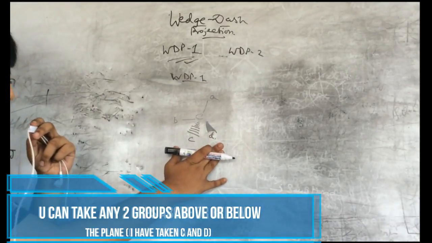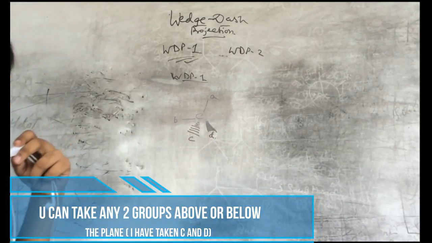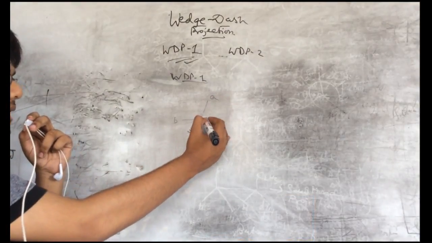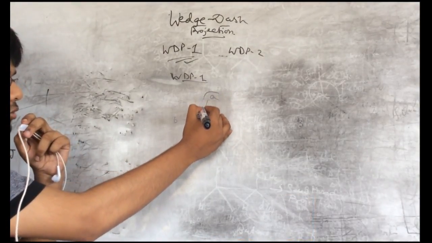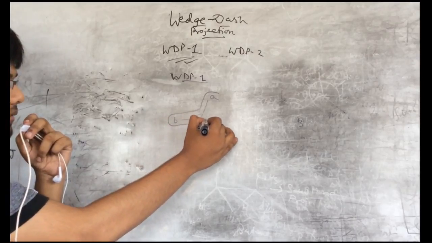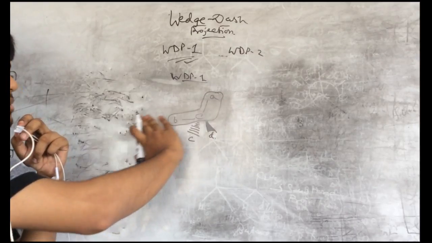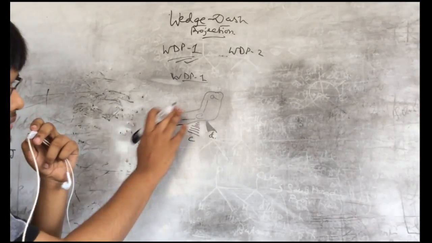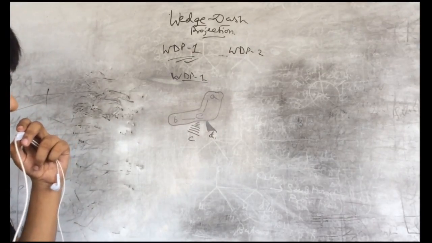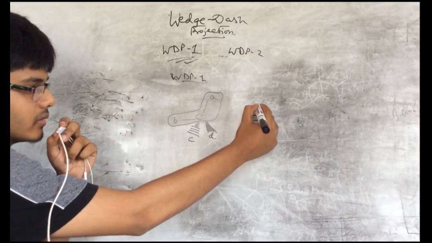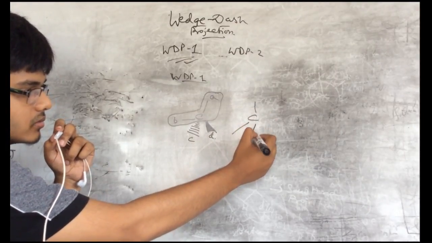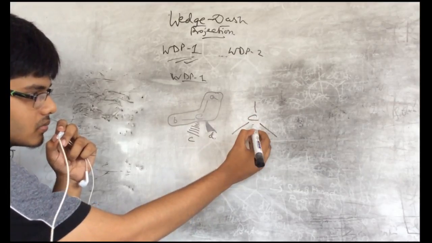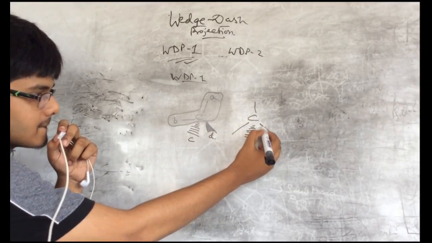So this is called a wedge and this is called a dash. As we have said, we are taking the carbon along with two of its groups on an imaginary plane. Suppose this is a plane passing through. This is a 3D molecule, you have to visualize it. Actually, this is sp3 hybridized, so it should be like this.